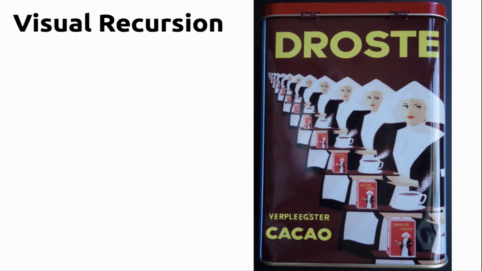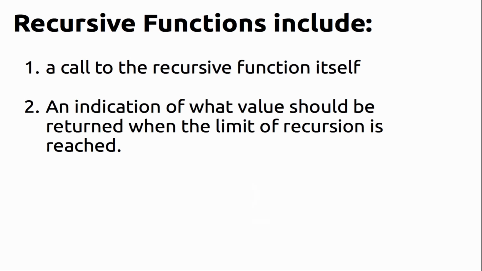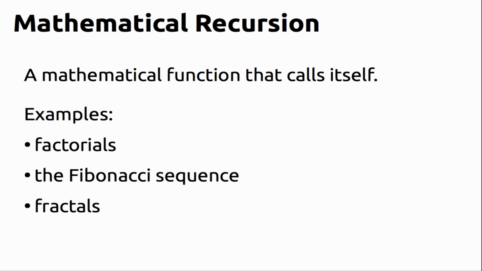The thing, a picture, a mathematical function, a piece of code, calls itself repeatedly until some final limit is reached. A recursive function is recursive because the definition of the function includes a reference to the function itself. Recursive functions must also include some means of indicating what to do when the limit of the recursion has been reached. There are certain mathematical functions that are self-referential. They are defined in terms of references to themselves. Factorials, the Fibonacci sequence, and fractals are all recursive in nature.